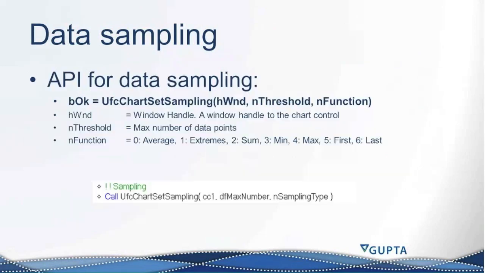So the API for the data sampling is pretty simple. You see chart set sampling, then you have the threshold and function. Threshold is the max number of data points. That means if you set it to 50, then you will see the original graph, up to 50 points. If you have 51 points, then the chart will automatically create the sampling, the replacement graph for this graph.